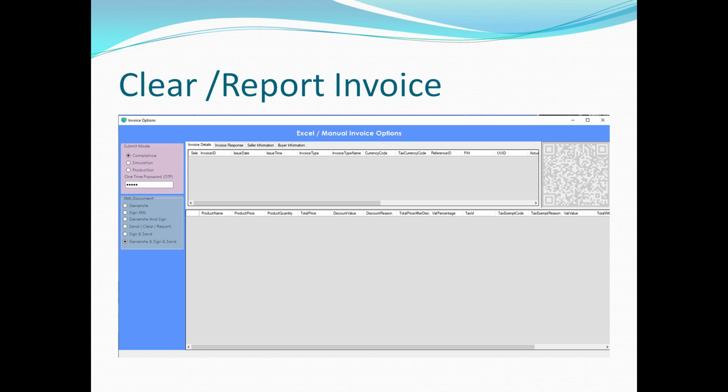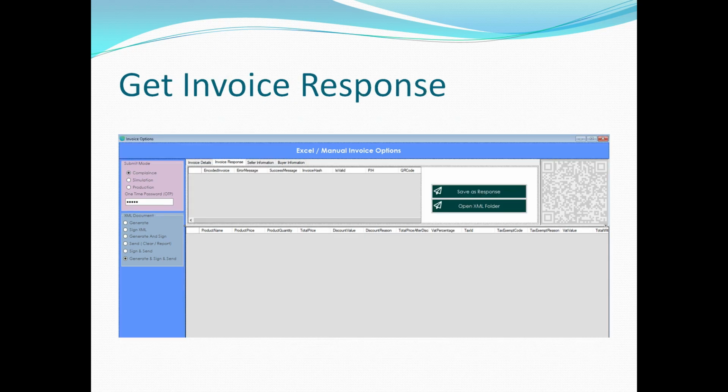There you can see all the information about this invoice header. If it is a successful submission to the portal, either cleared or reported, the QR code will appear there. All the data you can download or save in your database. These are the invoice response messages, and you can save these response messages in your database, or you can open the XML folder also.